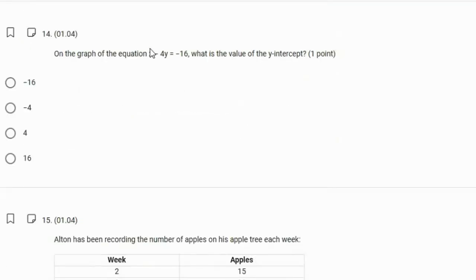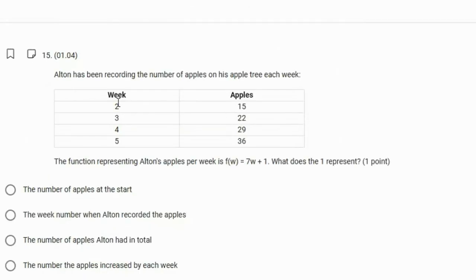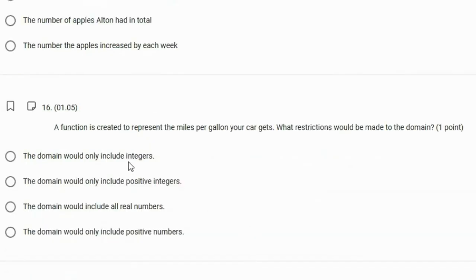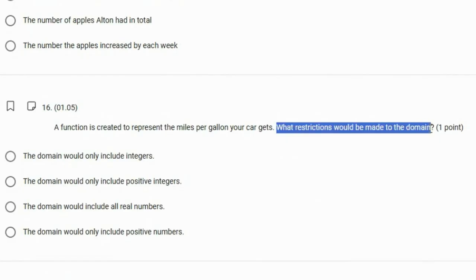On the graph of this equation, what is the value of the y-intercept? Well, that's a good question. Alton has been recording the number of apples in his apple tree every week. Week 2, week 3, week 4. Here's the function representing his apple tree. So what does the 1 represent in this function? Oh, all right. A function is created to represent the miles per gallon your car gets. What restrictions would be made to the domain?